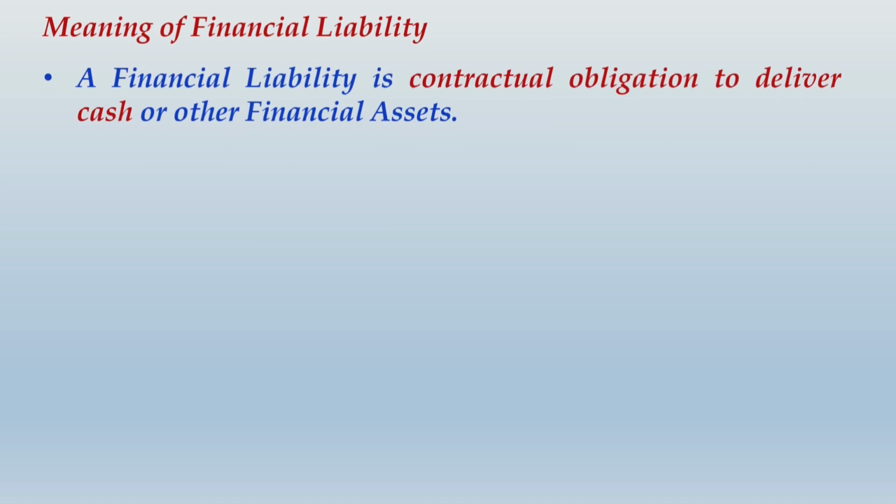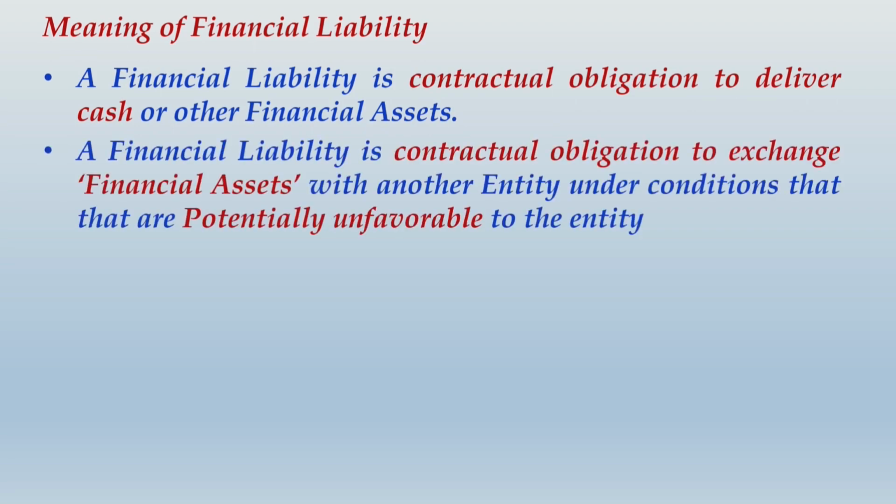Let us move ahead and we write the meaning of financial liability. This is something that you must write in your notebooks. Even though it is there in your textbook, you should not skip writing this part. A financial liability is a contractual obligation to deliver cash or other financial assets. A financial liability is a contractual obligation to exchange financial assets with another entity under conditions that are potentially unfavorable to the entity.